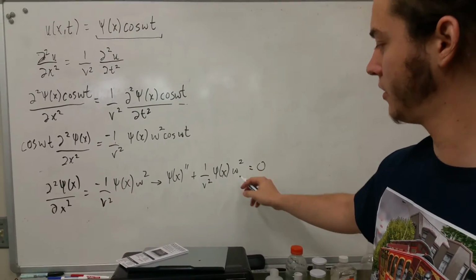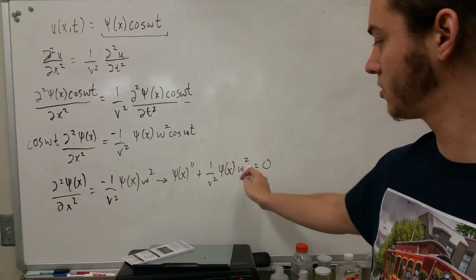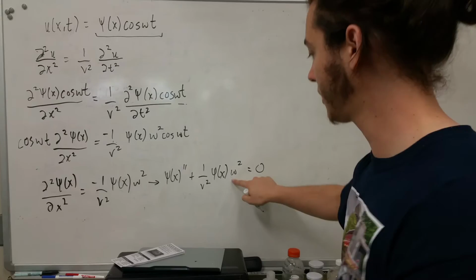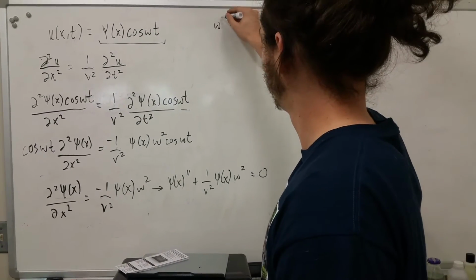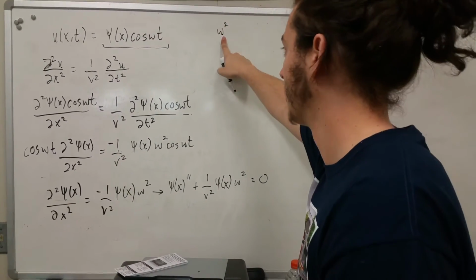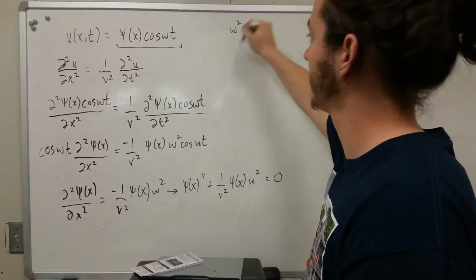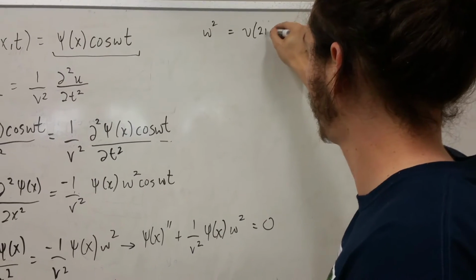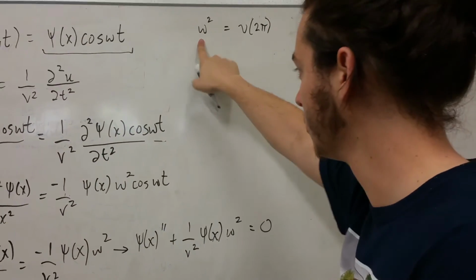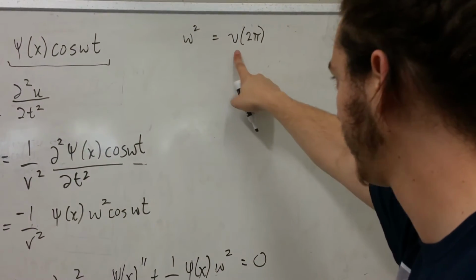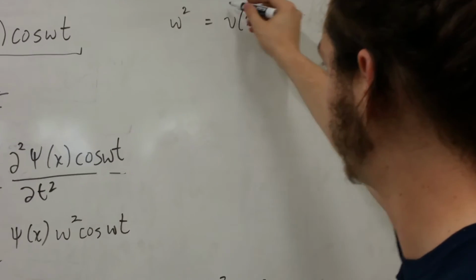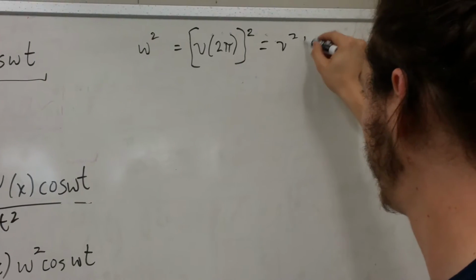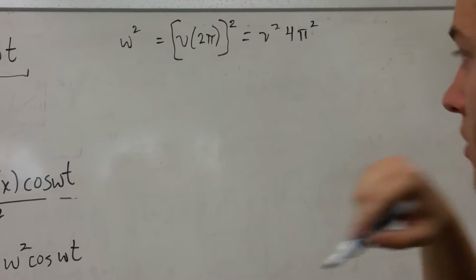We have omega squared, and then we have the velocity squared, but these can be related to simplify things. So we remember that omega squared is a frequency squared. And remember that omega is nu times 2 pi, because this is a radial frequency and this is a normal frequency. So omega squared is simply this squared, which is simply nu squared 4 pi squared. Right?